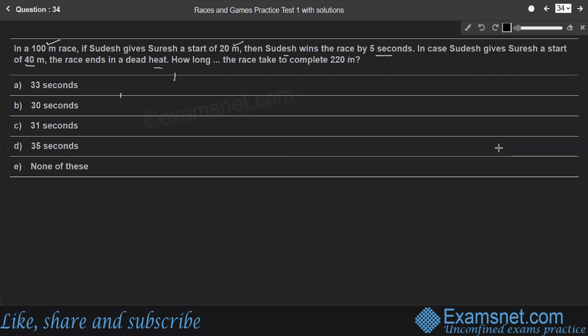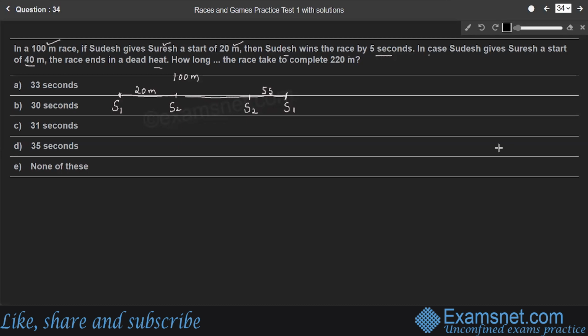So students will consider a 100-meter race, right? Here Sudesh gives Suresh a start of 20 meters. So we'll consider Sudesh as S1. S1 gives S2 a start of 20 meters. That means S2 is ahead of S1 by 20 meters, right? And Sudesh wins the race by 5 seconds. So before Suresh reaches the destination, Sudesh reaches the destination. So the position of Suresh will be somewhere here, right? By 5 seconds, so the time gap between Sudesh and Suresh is 5 seconds, right?